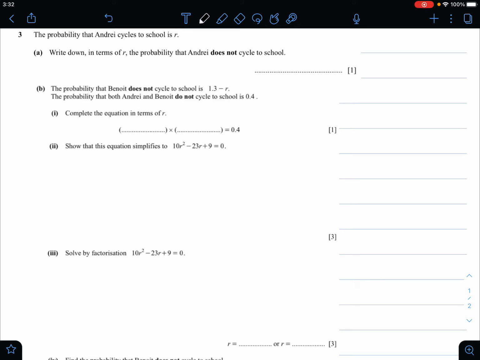For part A, they are asking us to write down, in terms of r, the probability that Andrea does not cycle to school. If the probability that she cycles is r, the probability that she doesn't cycle would be 1 minus r.